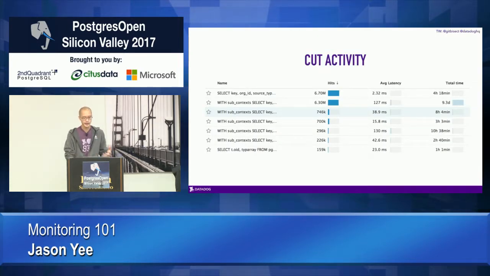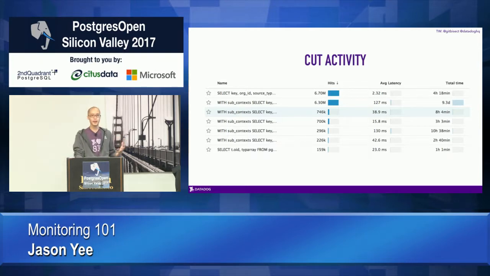So let's talk about cutting activity. Cutting activity is hard. It takes work. At Datadog, we have an APM tool. There are a lot of APM tools out there. If you're using Datadog or New Relic or any of them, you should have access to essentially looking at what queries you're running. So APM tools are really useful for that.